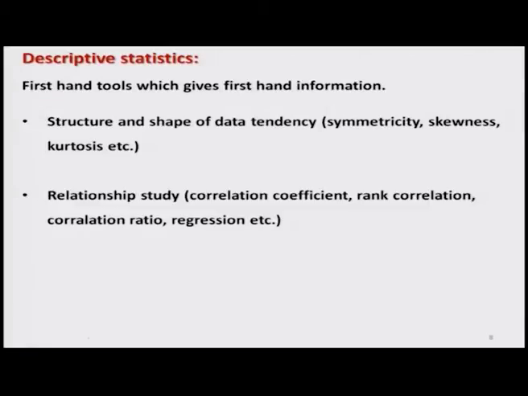Now, we try to take another topic. You may recall that when we started the discussion on descriptive statistics, we had taken 4 topics: measures of central tendency, measures of variation, the third was structure and shape of the data, and the fourth was the relationship study. So, we have already done the measures of central tendency and variation.